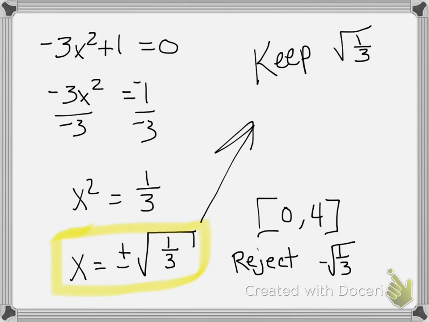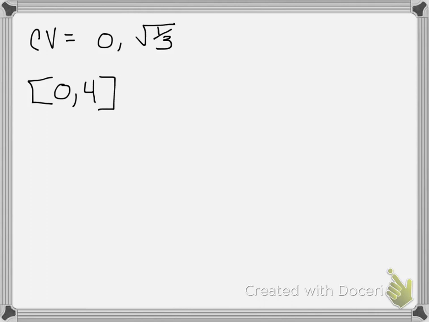Alright, so now from that we know that our critical values are equal to 0 and the square root of 1/3. And whenever we go to solve for the max and min, we need to keep in mind that our interval was from 0 to 4, and I'll be making another video covering that one.